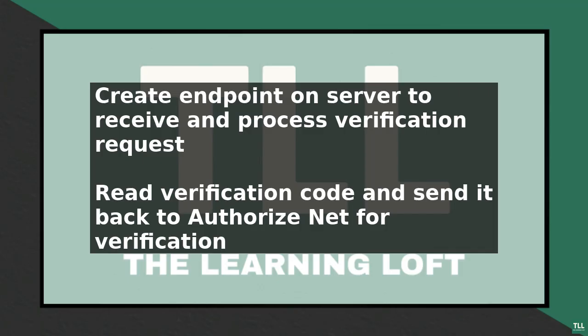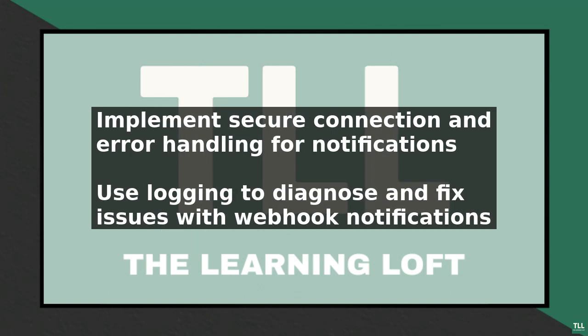When the events you selected occur, you can then use these notifications to update your database or trigger other actions on your server. It is a good practice to use a secure connection such as HTTPS to receive webhook notifications. This ensures that the data sent by Authorize Net is encrypted and cannot be intercepted by unauthorized parties.